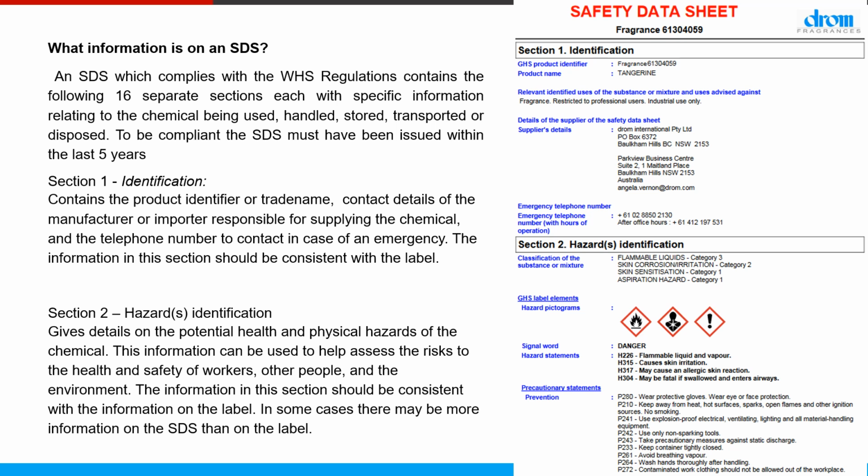Section 2, Hazard Identification. Gives details on the potential health and physical hazards of the chemical. This information can be used to assess the risks to the health and safety of workers, other people, and the environment. The information in this section should be consistent with the information on the label. In some cases, there may be more information on the SDS than on the label.